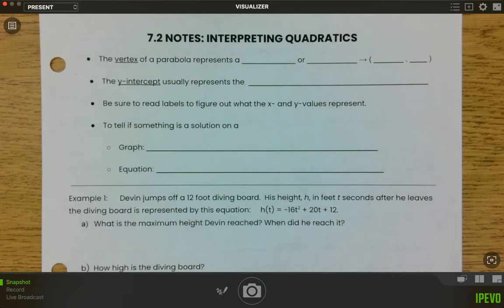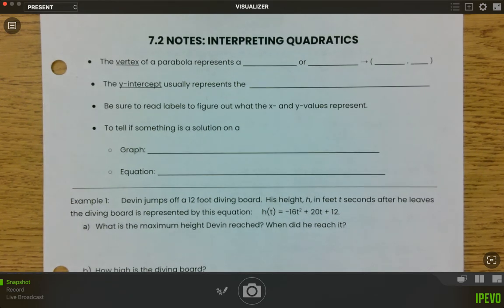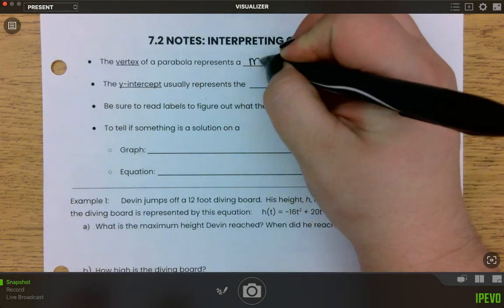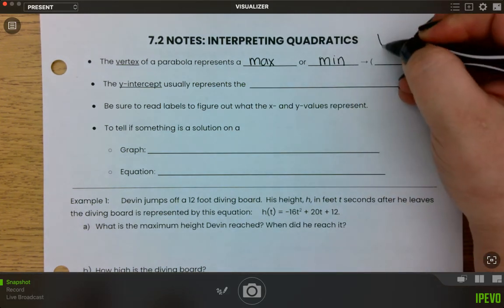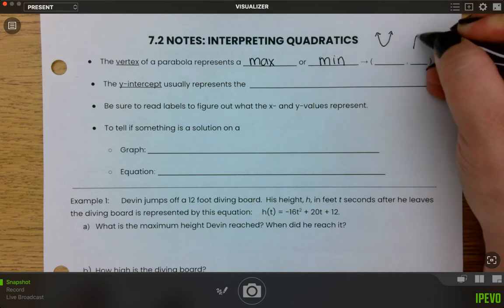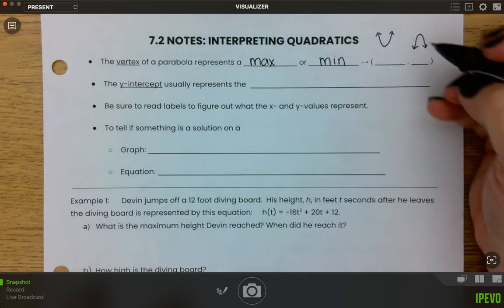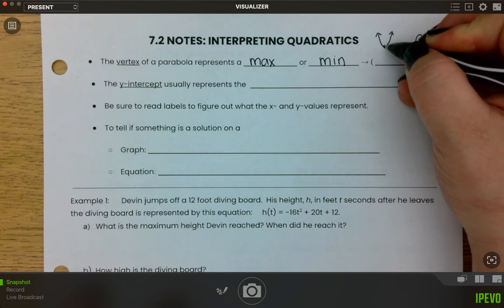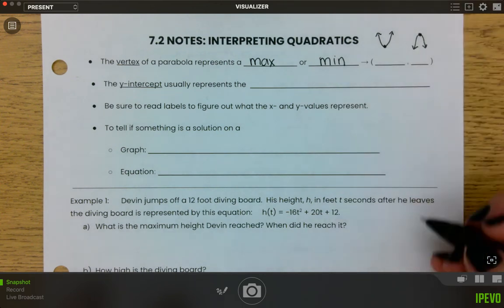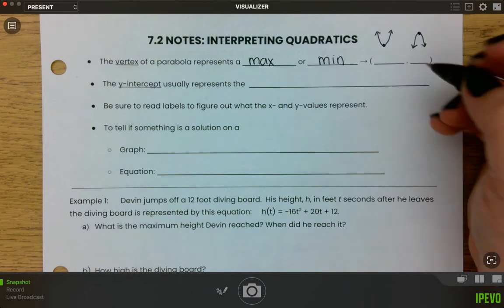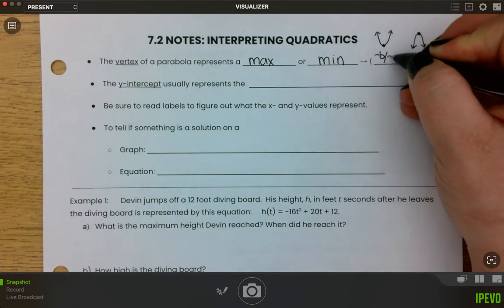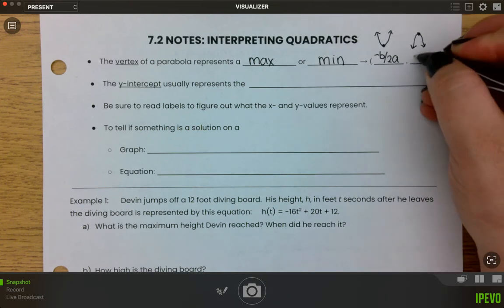So what we're talking about today is interpreting quadratics. When we're talking about the vertex, we did the vertex in 7.1, but we didn't actually talk about what it means. The vertex represents a maximum or a minimum value. Because as you draw your parabola, or your U-shaped graph, which is called a parabola, that vertex is either at the very bottom or at the very top in the middle of the parabola. So it is always either the highest or the lowest. And remember that the formula for a vertex is negative b over 2a, comma, y.